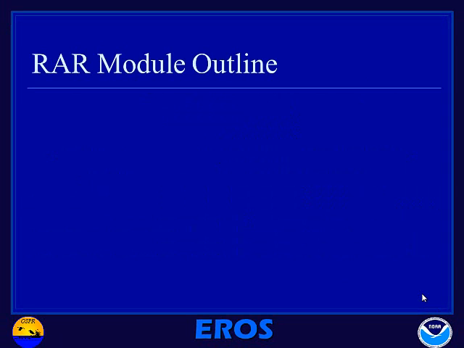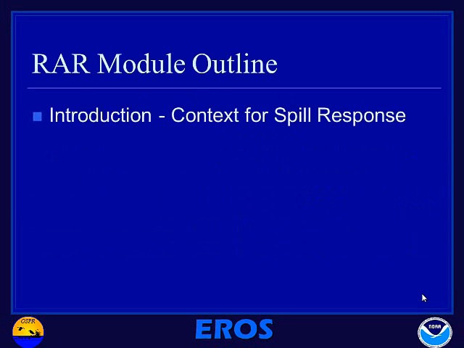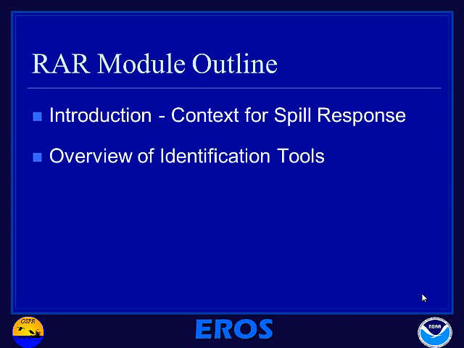Okay, so in this module, we'll be talking about the context of resource at risk in oil spills. And then we'll talk about the overview of identification tools. Important one, Chris just talked to you guys about the ESI maps.